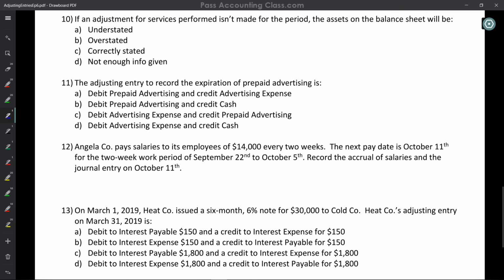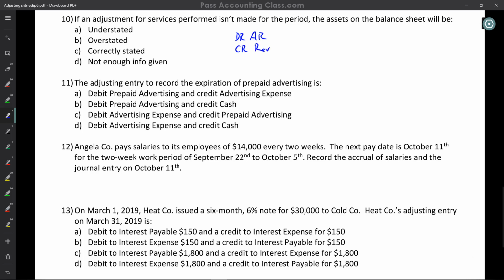For question 10, it says, if an adjustment for services performed isn't made for the period, the assets on the balance sheet will be understated, overstated, correctly stated, or not enough info given. In a question like this, we're looking at services performed that we haven't recorded yet. A lot of times the account we'll use is accounts receivable, and we would debit that, and then we're going to credit our service revenue account. So I'll just put revenue there.